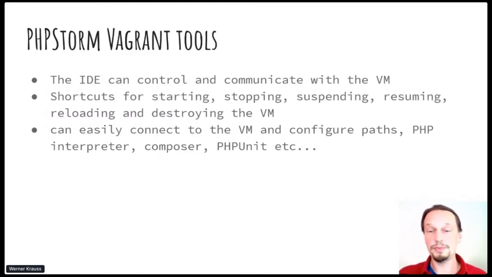In PHPStorm, you can communicate with a virtual machine very easily. So it is a first-class citizen, like your local development. You can tell PHPStorm that you're developing on a Vagrant environment, and then it's pretty easy to set it up. PHPStorm comes with shortcuts for starting, stopping, and so on, the virtual machine. And you can also easily work inside the virtual machine for running Composer, PHPUnit, and so on. And I will show this later in detail.